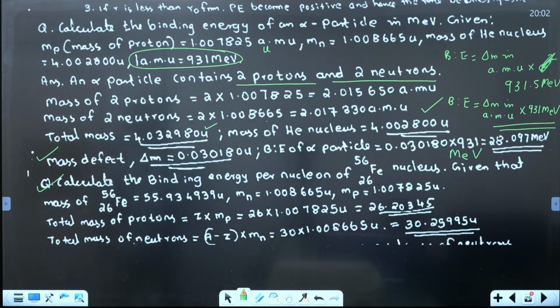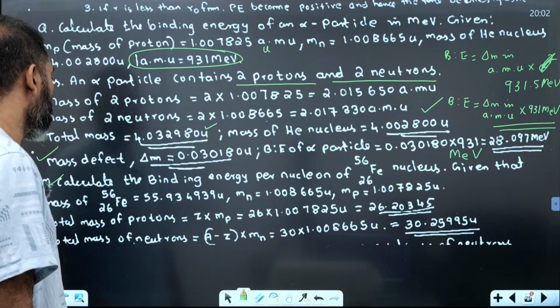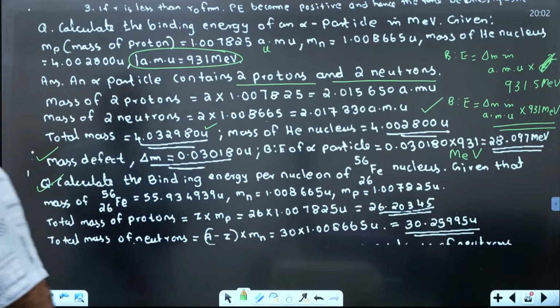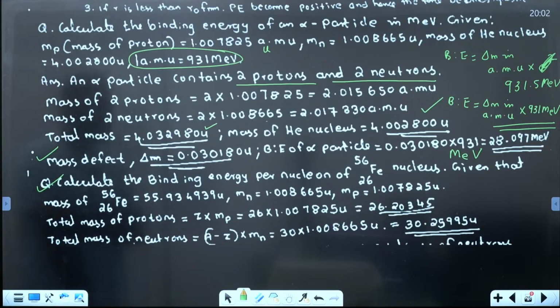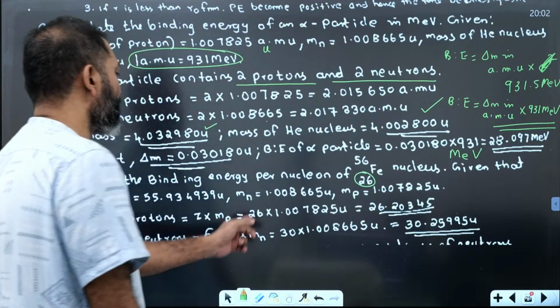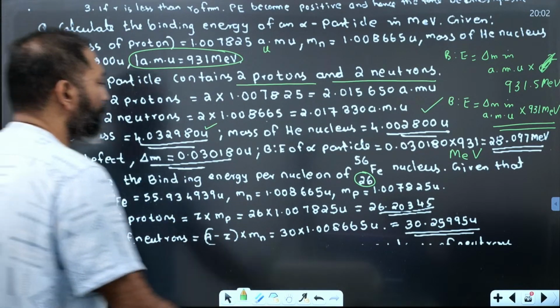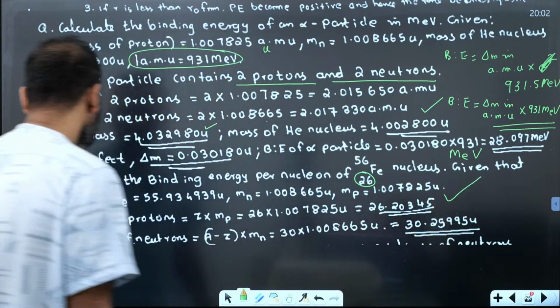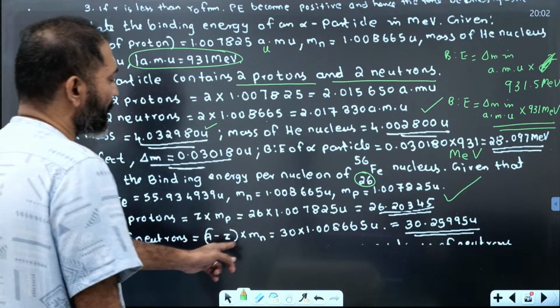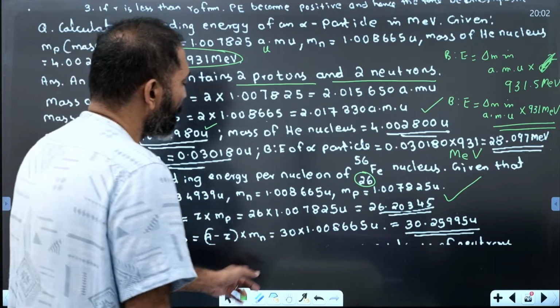Next, calculate the binding energy per nucleon of the 26Fe nucleus. Given that the mass of Fe is given, that is the actual mass, the mass of neutron and mass of proton are given. So first of all, you should find out the total mass of protons. How many protons are there? 26 protons. So 26 into the mass of a proton will give the total mass of protons. Then the total mass of neutrons. How many neutrons are there? 56 minus 26, that is 30, into the mass of a neutron.